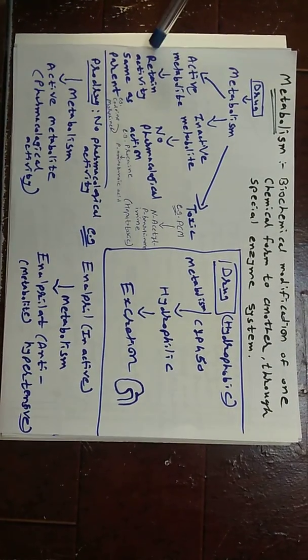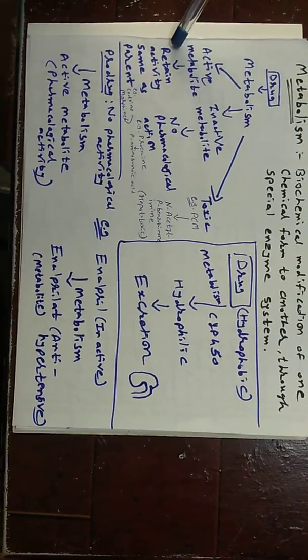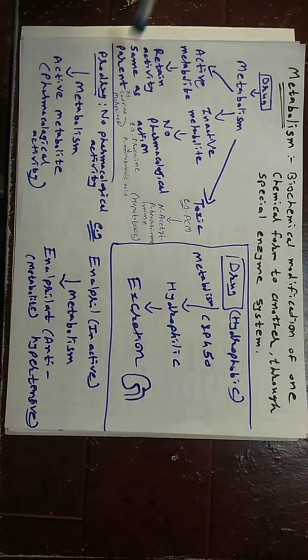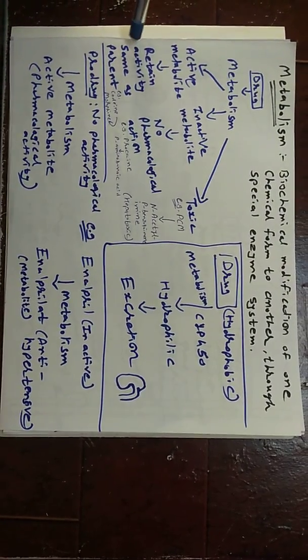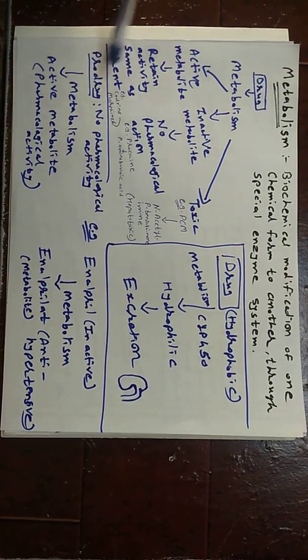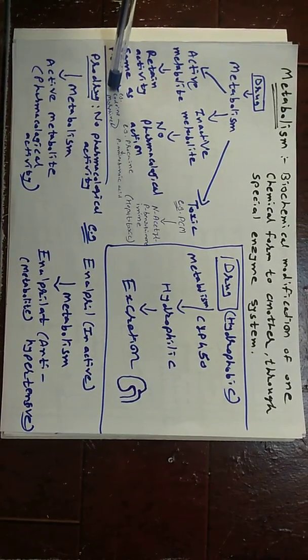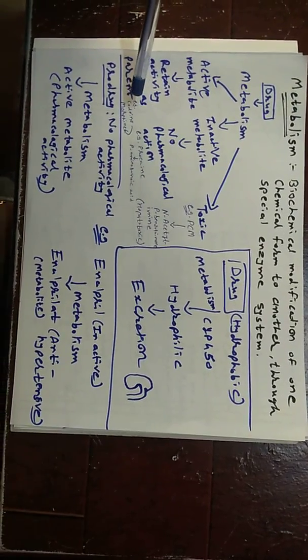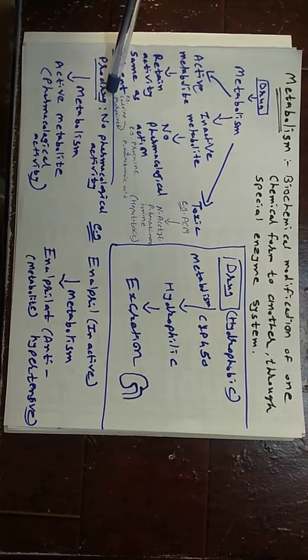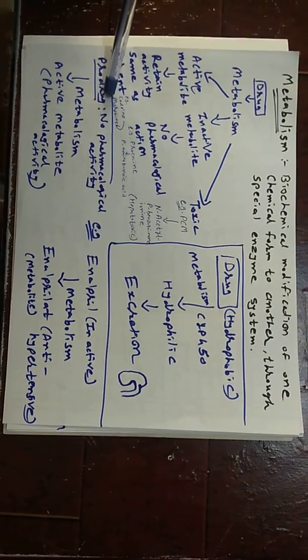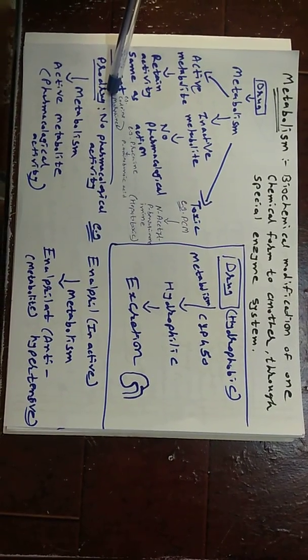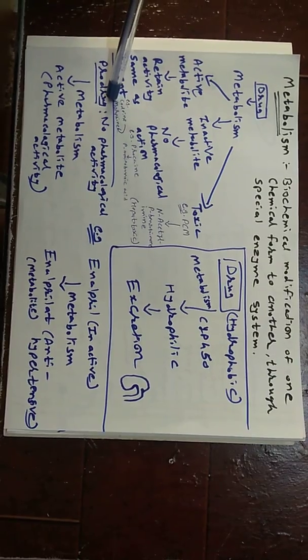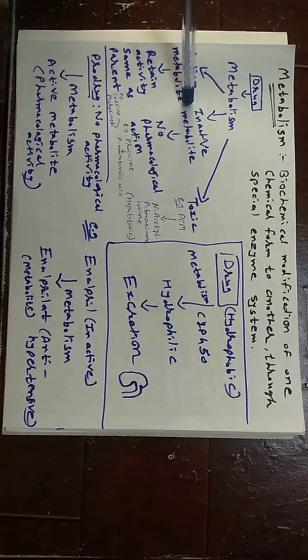Now, an active metabolite retains its activity, the same as the parent compound, after metabolism. One example of this is codeine. When metabolism of codeine occurs, it is converted to morphine, which is also a pharmacologically active compound.